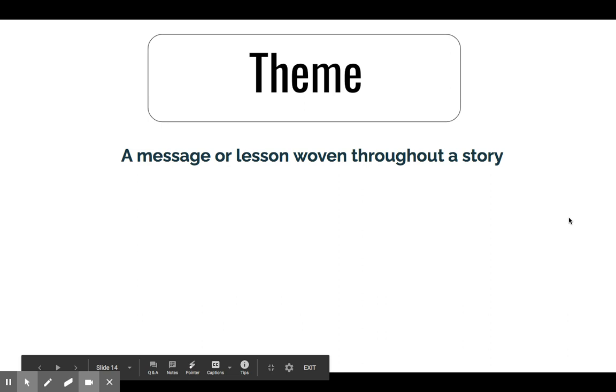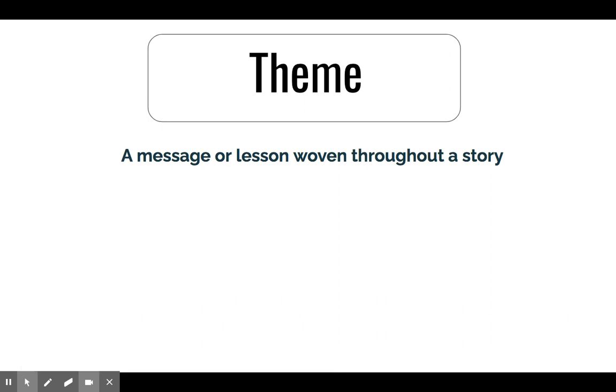So our last literary element that we're going to be looking at is theme. And this is something that you should find in every single story. Because again, you've told me this, stories are meant to teach people things and to present ideas that they haven't thought about before. So a theme is simply a message or a lesson woven throughout a story. So it is something that the story refers to, something that the reader or audience will walk away with.